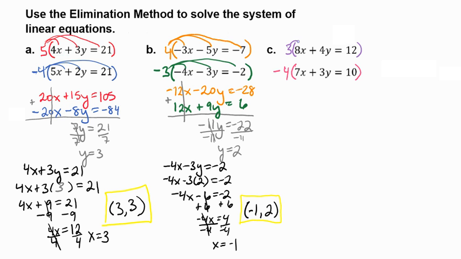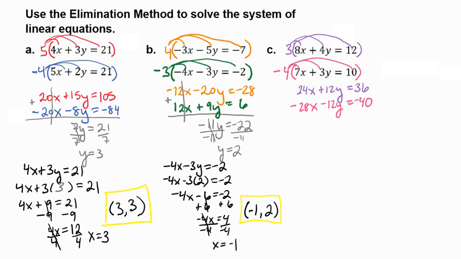So I'm going to distribute my 3 to all three pieces, and I'm going to get 24x plus 12y equals 36. Now on the bottom, I'm going to distribute my negative 4 to all three pieces, and I'm going to get a negative 28x minus 12y. Sorry, that should be a 28 right there. Just trying to go so fast. A negative 28x minus 12y equals a negative 40.